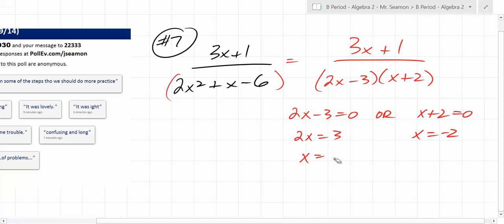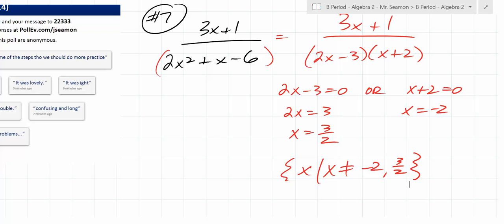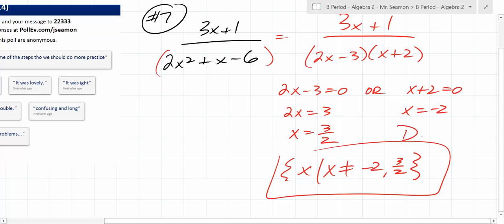So what would the answer be in set builder notation for the domain? X is such that it cannot equal negative 2 or? 3 over 2. Yep, there. That's the domain right there. This right here is the domain. Excellent. Good job. Because you can't plug those numbers in.